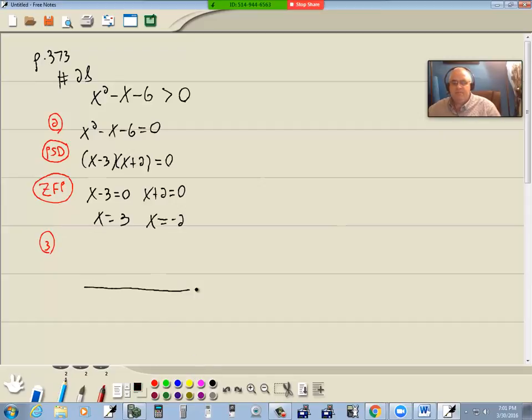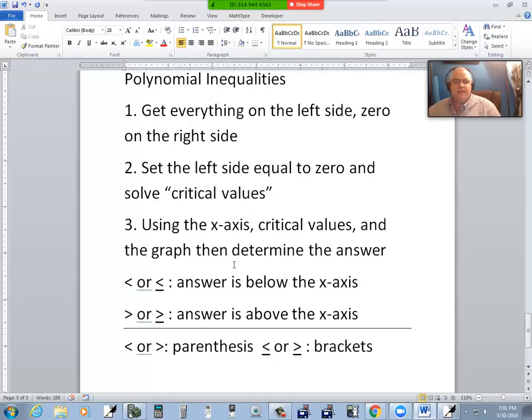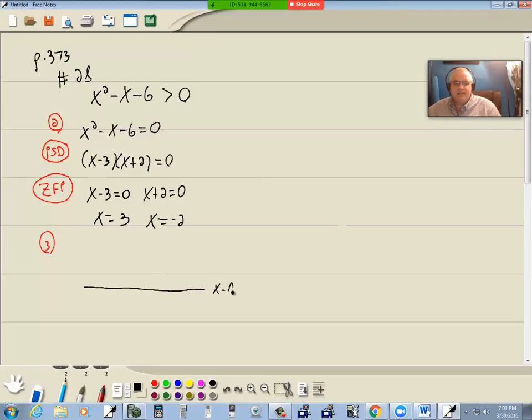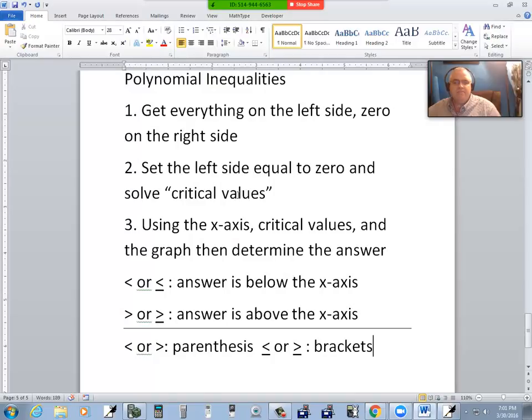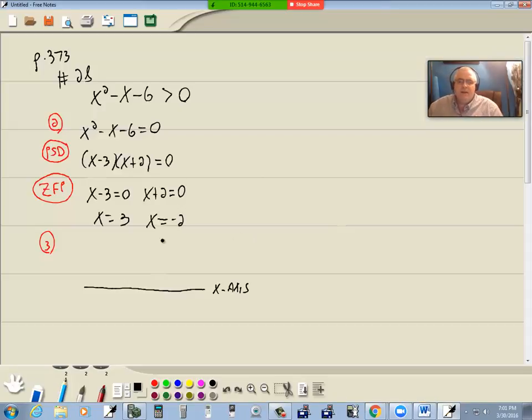Step 3. Using the x-axis, here's the x-axis, our critical values. Now I want to arrange them from smallest to largest. Negative 2 comes first on our x-axis, and 3 comes second. Now what these do is they split them up into intervals. Clear over here is negative infinity. Clear over here is positive infinity.